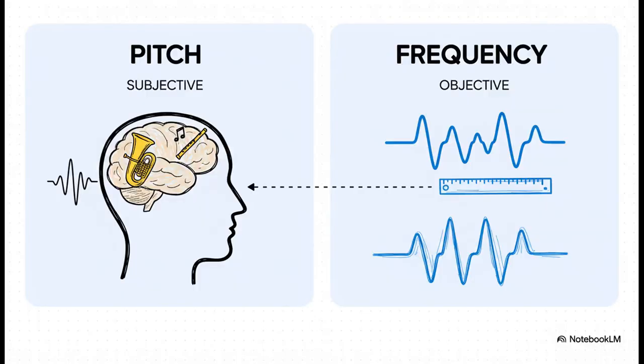Now, this brings us to a really important idea, the difference between what we hear and what's actually physically happening. Pitch is all about our brain's interpretation, that a bass sounds low and a flute sounds high. But frequency, that's the hard data. It's the actual measurable speed of the sound waves themselves.